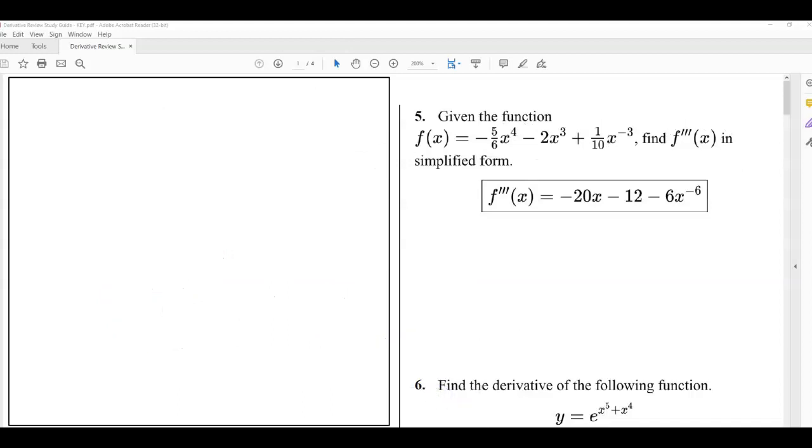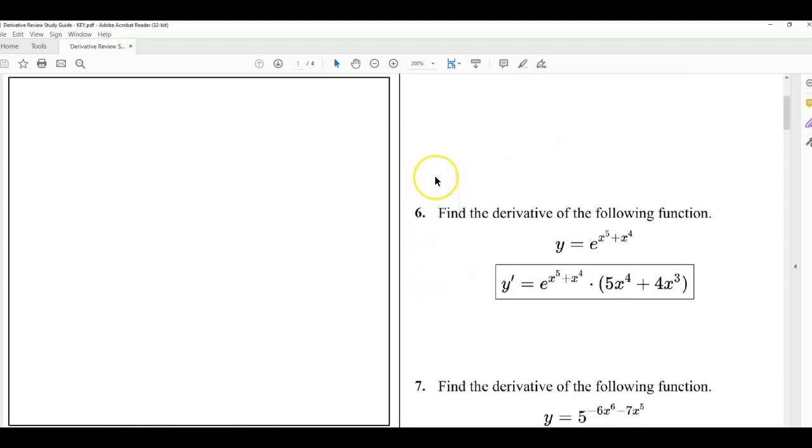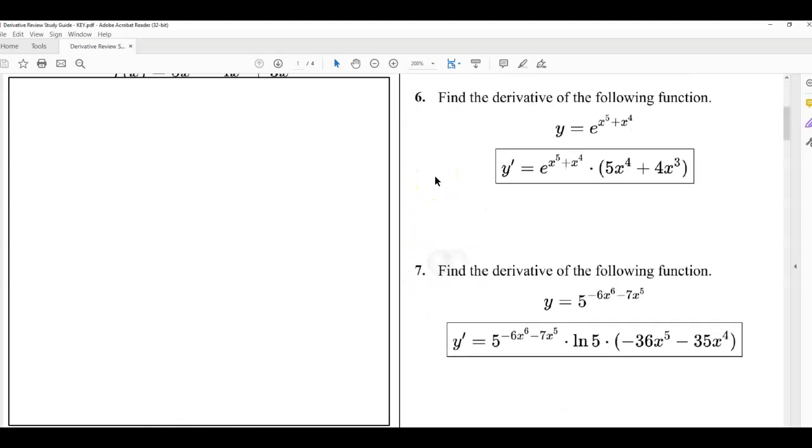Let's go ahead and take a look at number 6. Find the derivative. All right, this is an exponential function with a base of e. You could think of this as kind of like a chain rule. We have an inside function up here, and the outside is the e.